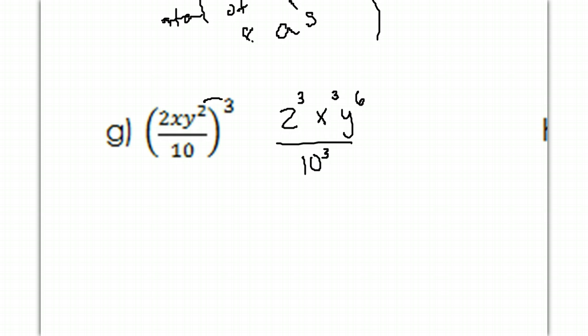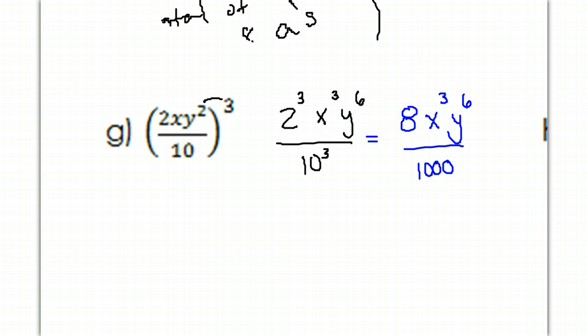So now we just need to clean this up, simplify a little bit. On top, 2 to the third is 2 times 2 times 2, which is 8. And then we have x to the third, y to the 6th. And then 10 to the third is actually 1,000. 10 times 10 times 10. And this isn't our final answer.